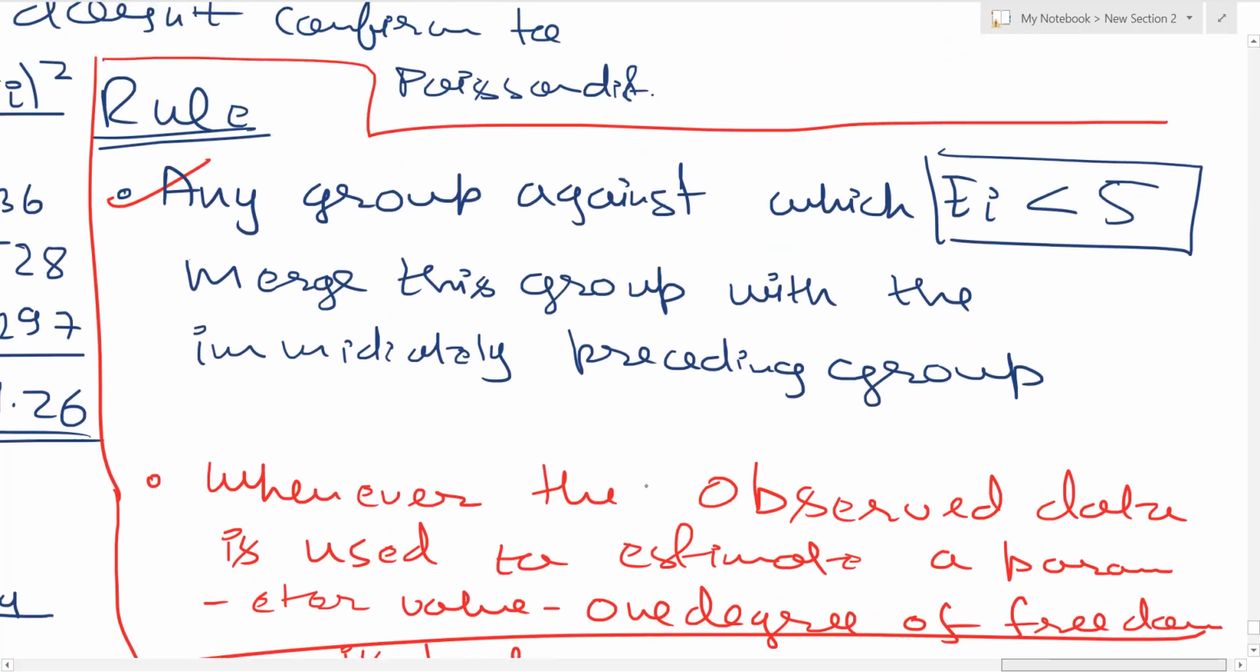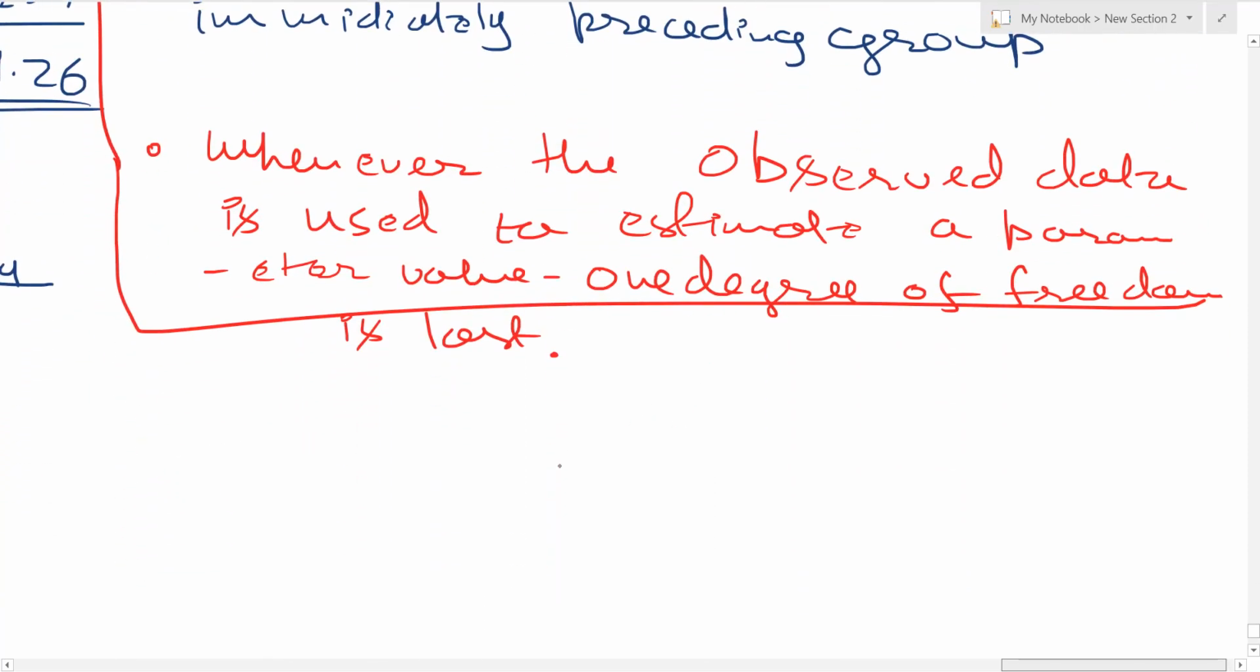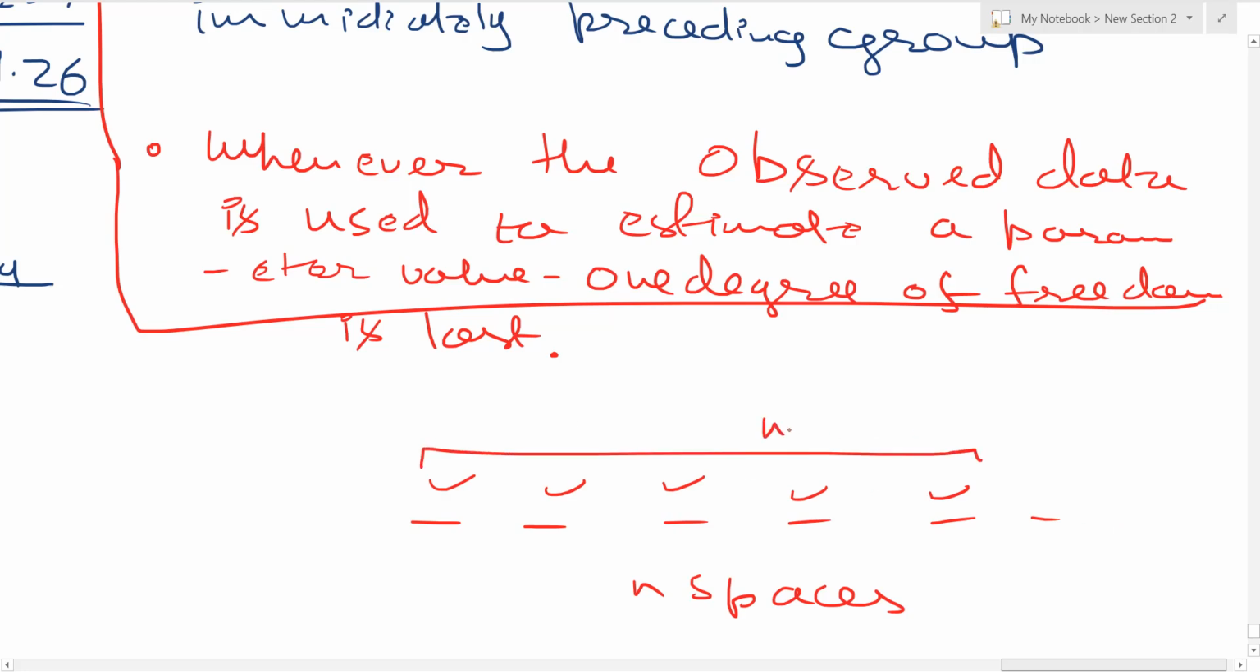Degrees of freedom, you can think about them as empty spaces that you have which you can adjust. Whenever you have n spaces, as soon as you fill up n minus 1, the last space is automatically filled. So whenever you have n groups, your degree of freedom is always n minus 1, simply speaking. That's the general rule.